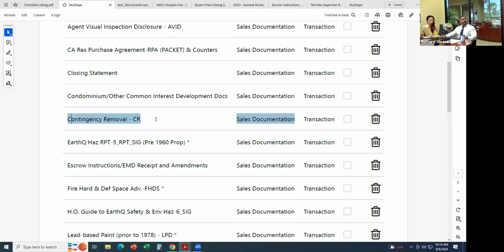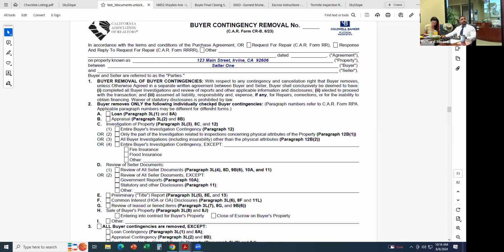Okay, so the next form is contingency removal. Contingency removal is gonna be provided by the buyer's agent, in most cases. There might be a case where the seller is gonna provide one because they have to close on the sale on their next purchase or something, but that's rare. So you're gonna get this from the buy side. So if you're representing the buyer, the buyer's agent provides this contingency removal form. And this is what it looks like.